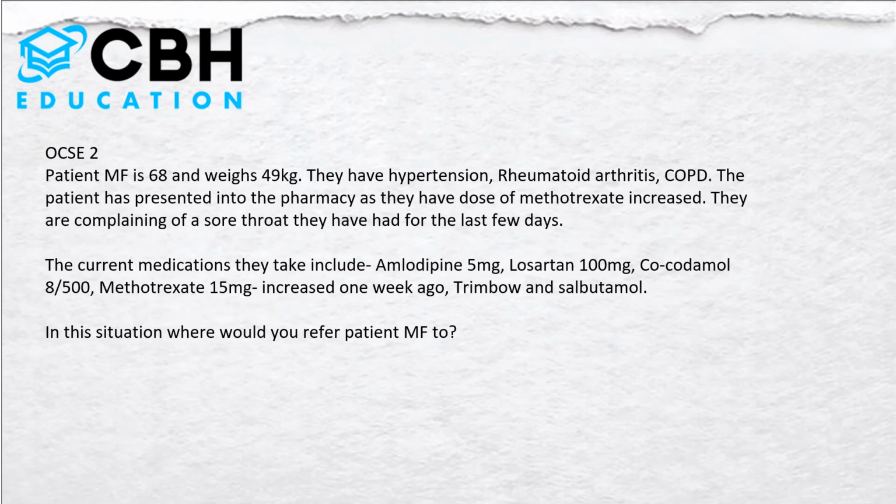Now, the next thing is our next OSCE case study, something that you commonly would see, a scenario here. Patient MF is 68, 49 kg, they have hypertension, rheumatoid arthritis, COPD. They presented to the pharmacy, the dose of methotrexate has increased and they have had a sore throat for the last few days. So you've got the medication history there, and the dose of methotrexate was increased 1 week ago. What do we do in this situation?